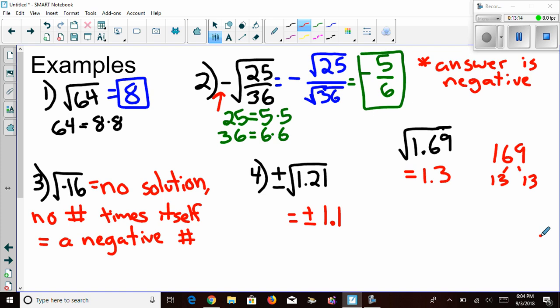Let's just take one more look to see if you guys can establish a pattern. Square root of 0.25. In here, I see the number 25. Well, 25 is 5 times 5. So my answer for the square root of 0.25 is 0.5.